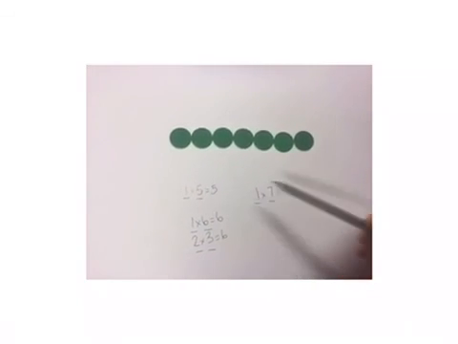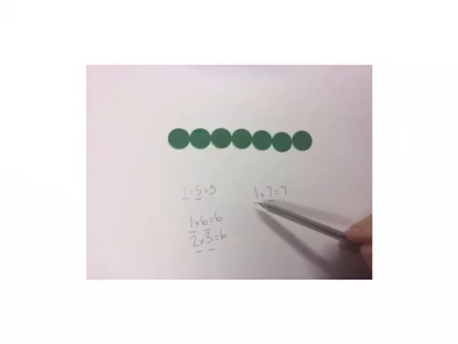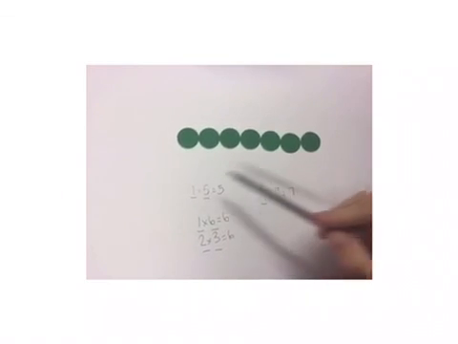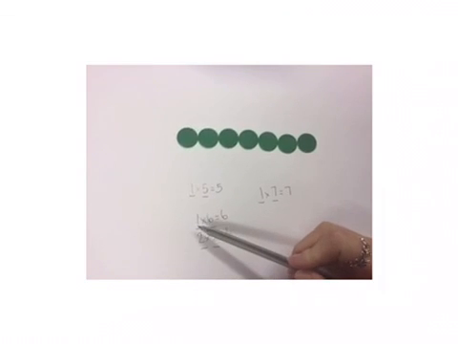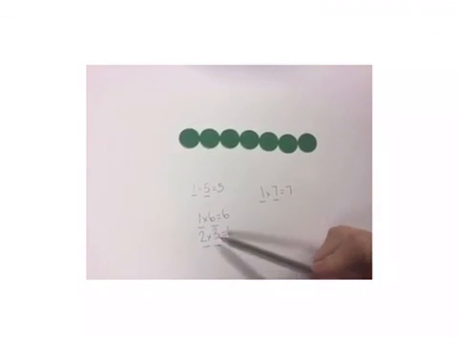So 5 and 7 are prime because they only have 2 factors each, but 6 is a composite number because it has 4 factors, which are 1, 6, 2 and 3.